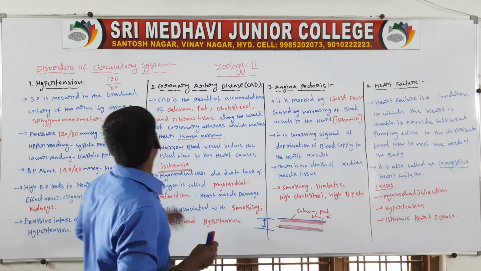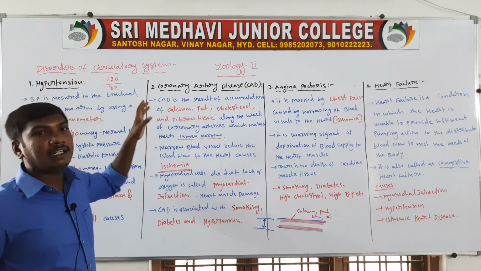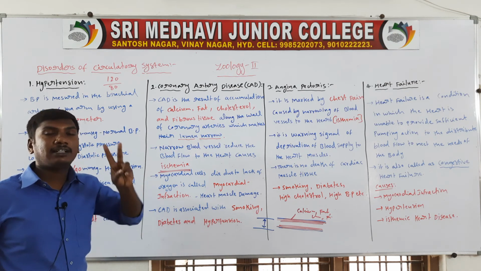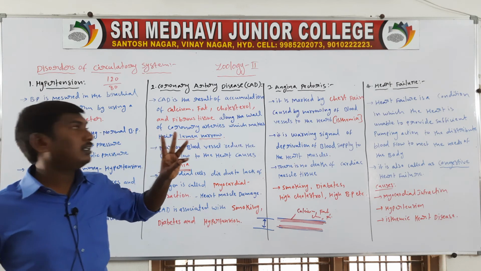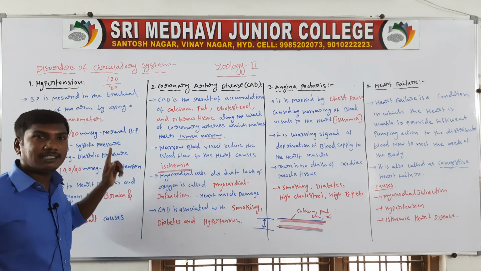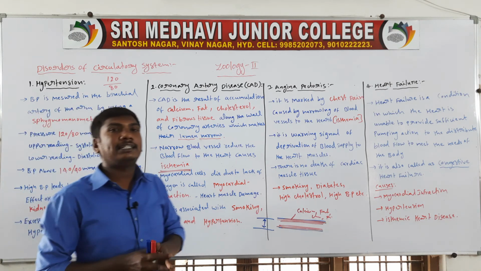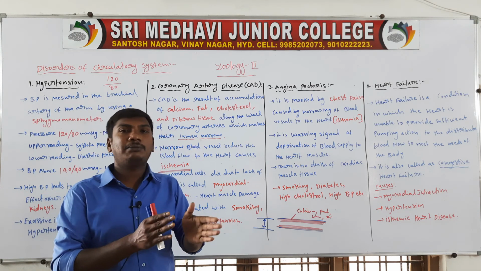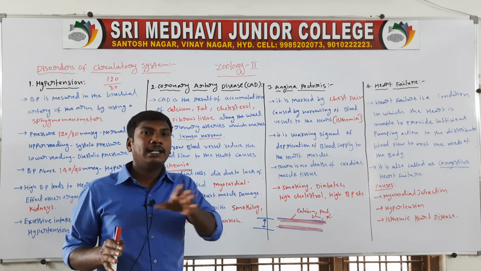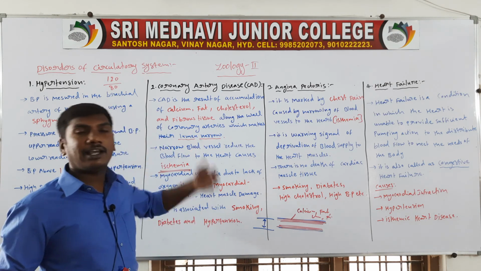So these are the disorders of the circulatory system. Majorly four disorders: first hypertension, second coronary artery disease, third angina pectoris, fourth heart failure. Hypertension means blood pressure increases. Normal blood pressure is 120 by 80 mmHg. Above 140 by 90, the person is called hypertensive.